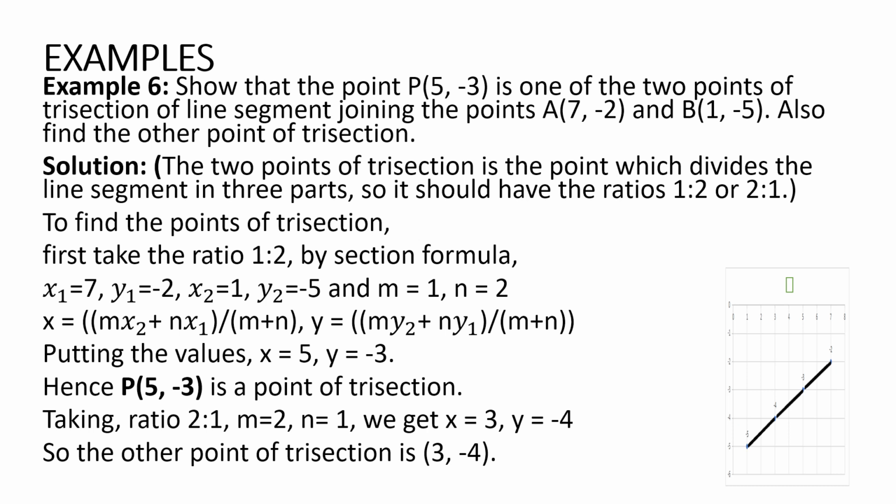Looking at the points also, you can very well check that they are the points of trisection because you have A as (7, -2), correct? The next point is (5, -3), meaning x is decreasing by 2, y is also decreasing by 1. Then the next point is (3, -4) and then you have (1, -5). So it is in that order you have got the points of trisection.